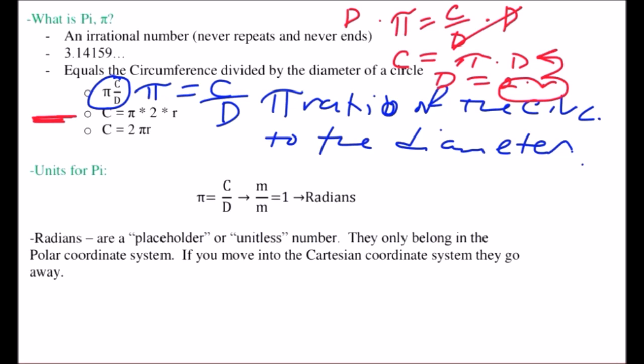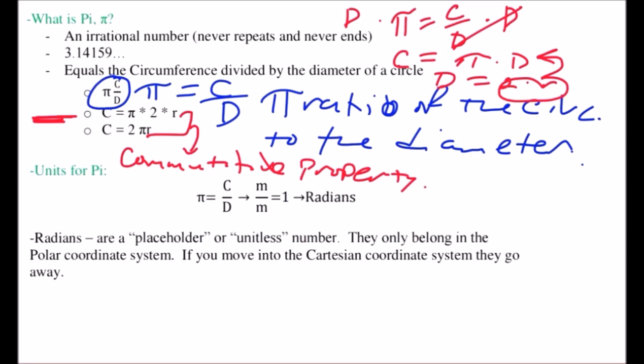You should know the formula for circumference. The second and the third bullet are identical to each other. Why am I allowed to put them in different orders like that and it still be the same thing? What's that property called? Commutative. Very good. So this is the commutative property. Because of the commutative property, we know that circumference traditionally is referred to as 2 pi r.